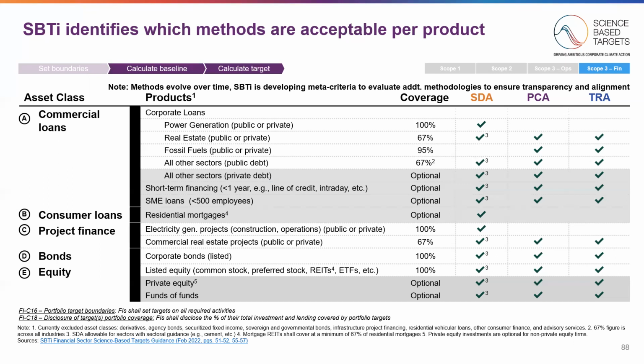Moving on to the next row, for consumer loans, residential mortgages are currently optional. If financial institutions choose to set targets on mortgages, they must, however, use the real estate sectoral decarbonization approach. To repeat, the same is true for project financing, for electricity generation, and for commercial real estate projects. For the remaining asset classes of bonds and equities, all three approaches can be used given the mix of industries that financial institutions will have within these asset classes.